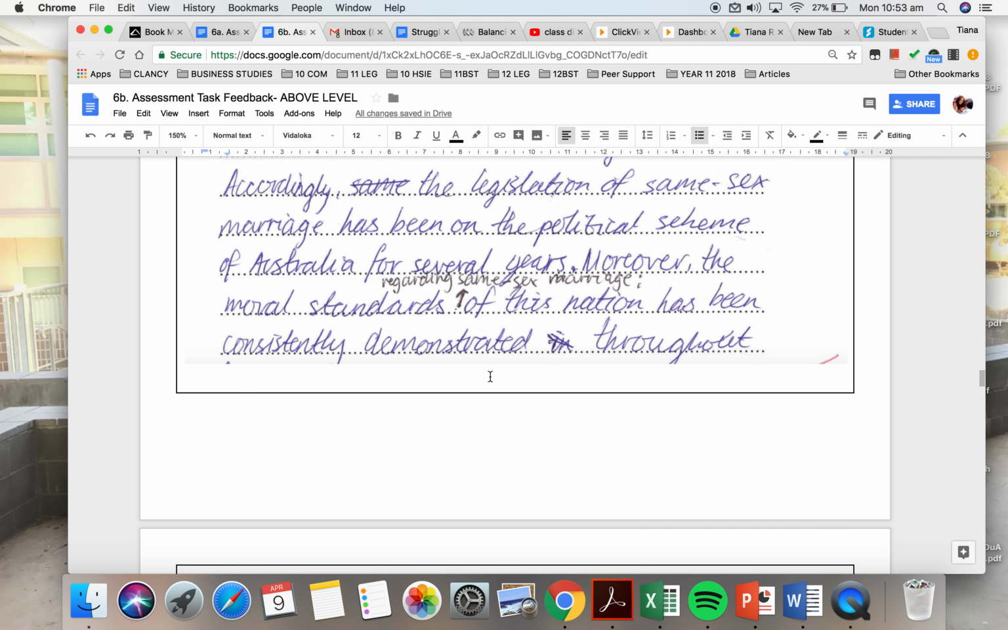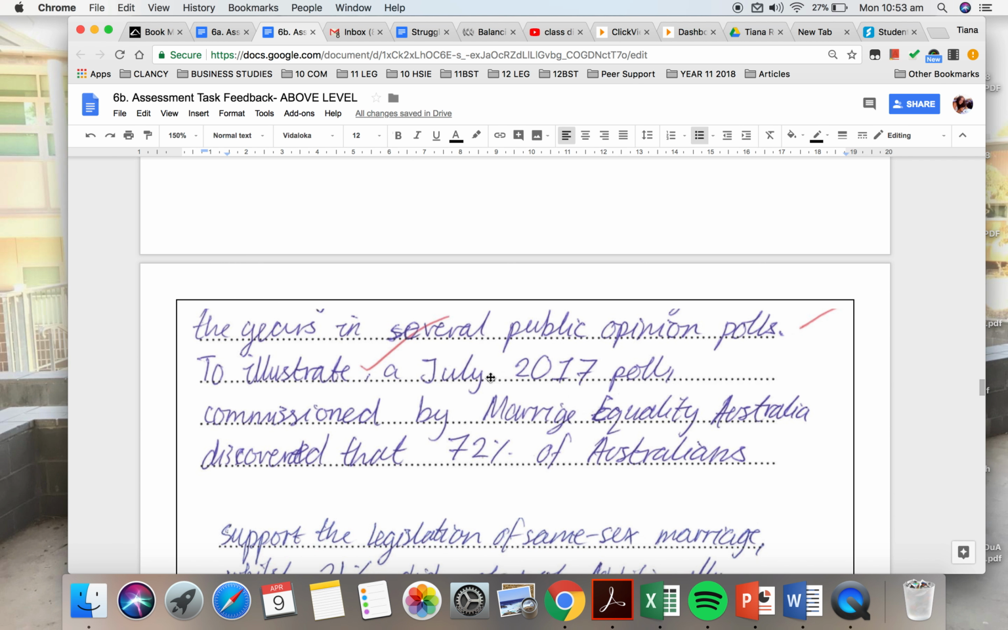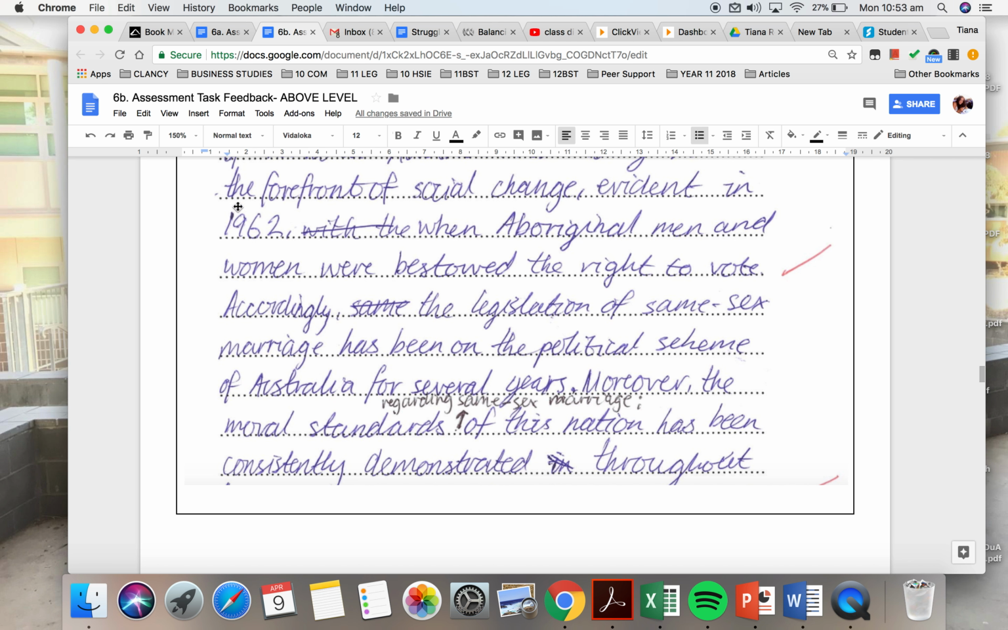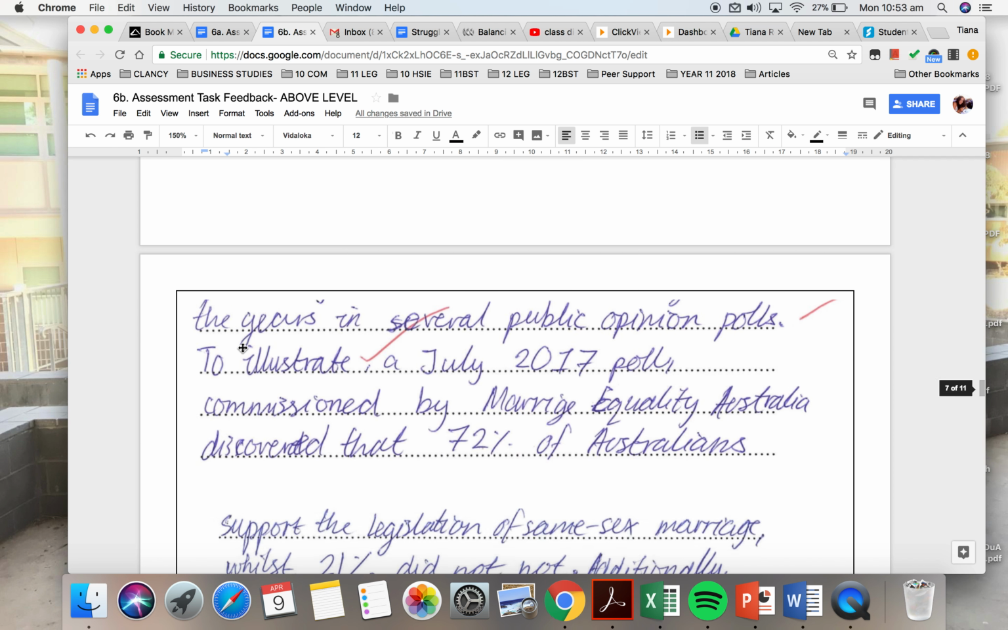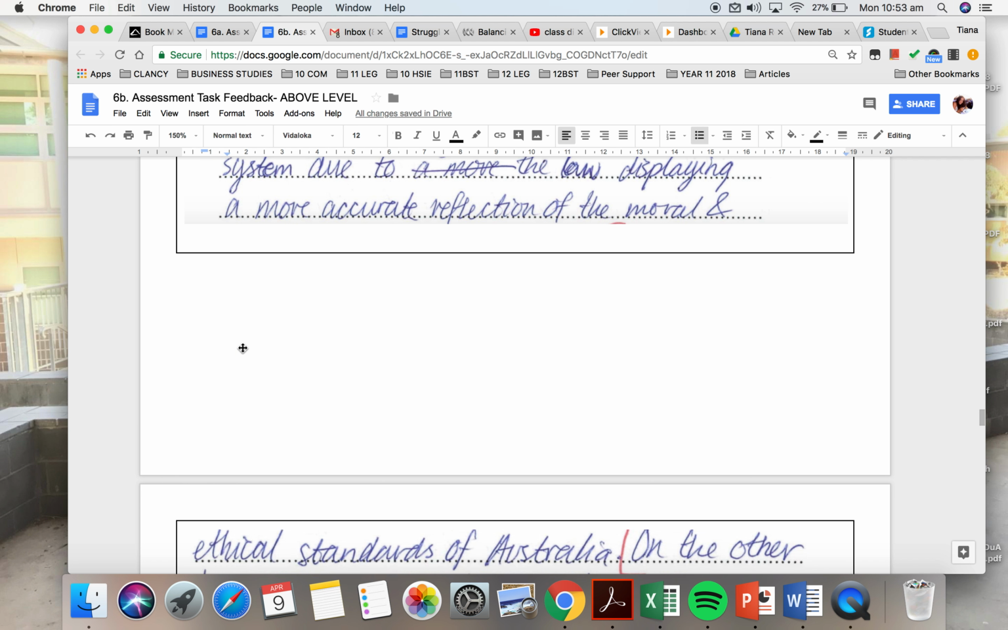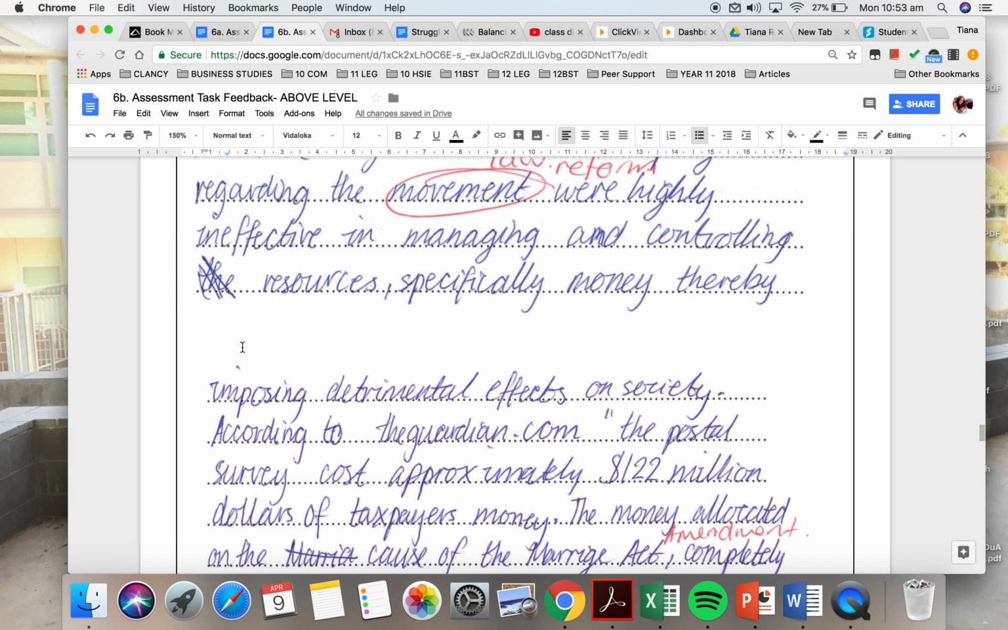I'm not going to read this to you. You can read it. But this student has shown both effectiveness and ineffectiveness and contradicted their argument but held a stronger argument in effectiveness and then noted the elements of ineffectiveness. So I want you to read that if you did above level.